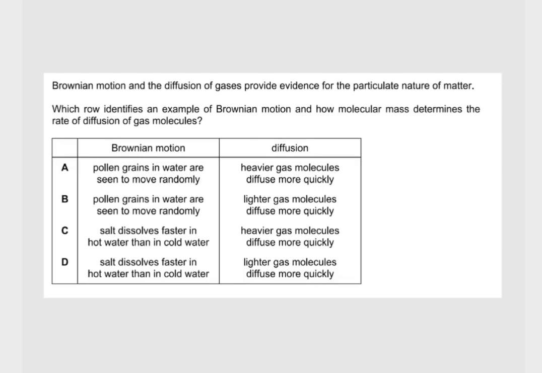Brownian motion and the diffusion of gases provide evidence for the particulate nature of matter. Which row identifies an example of Brownian motion and how molecular mass determines the rate of diffusion of gas molecules? So Brownian motion: pollen grains in water are seen to move randomly, right? The dissolution has nothing to do with it. Heavier gas molecules diffuse more quickly. No, the lighter ones do that. The lighter gas molecules diffuse more quickly is right, and B is the answer.